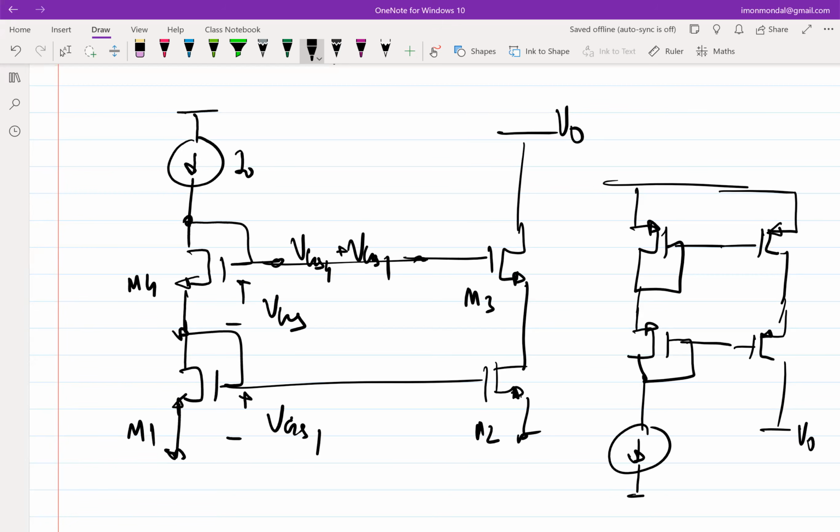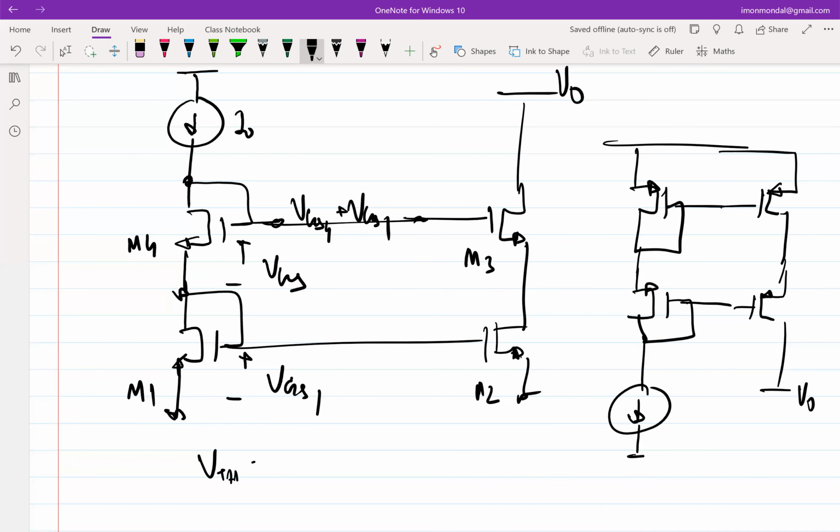Okay, but now the question is, this definitely will give you better mirroring. But what about the minimum V0 to keep all transistors in saturation? Right? So what is the minimum V0 that you can have? Let's take some numbers. Let's assume threshold voltage is 500 millivolt. And you want to keep an overdrive of 100 millivolt.